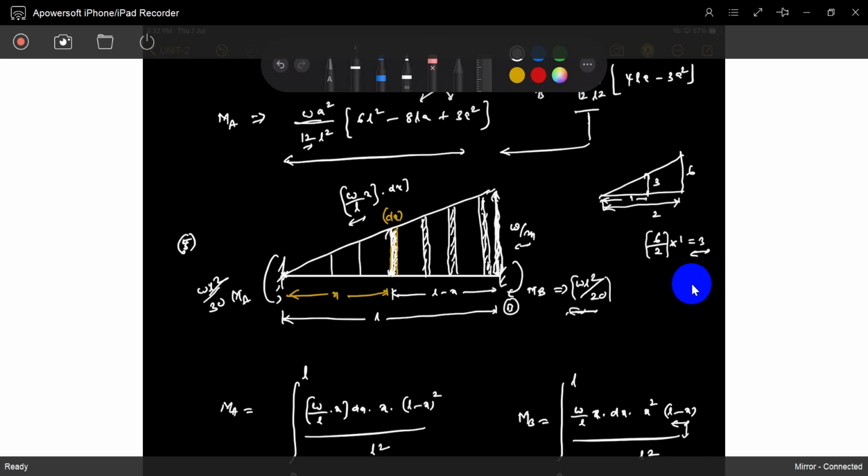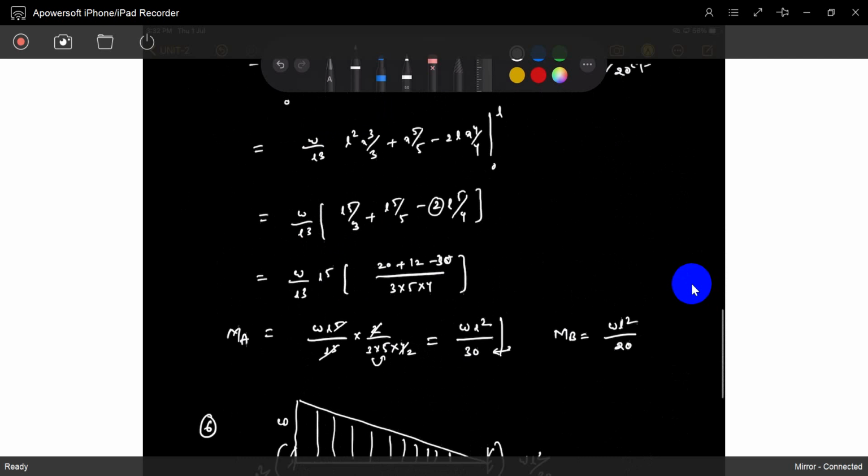So 30 is higher? Go to elementary school. So WL square by 20 is higher compared with WL square by 30. So that is your aptitude. That is your aptitude level. Are you understood?